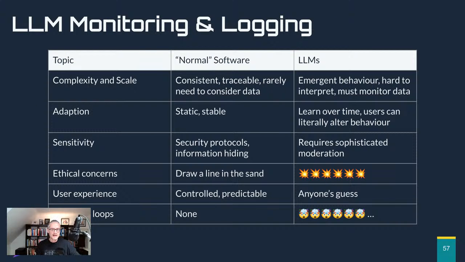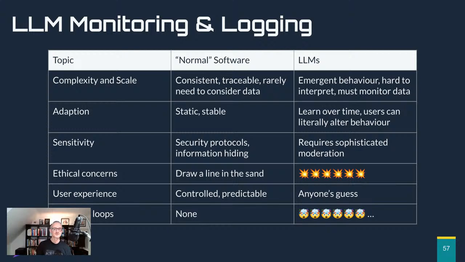And I think the one thing I'd like to talk about here is this slide that discusses the differences between normal software and LLMs. When you're doing development of normal software, it's very reliable, it's consistent, you can test it, it's static, it's got protocols, and so on and so forth. And it's quite easy to control the ethical boundary of a piece of software. With LLMs, it's much harder because the behavior is complex, it's emergent, and it requires some very sophisticated moderation.